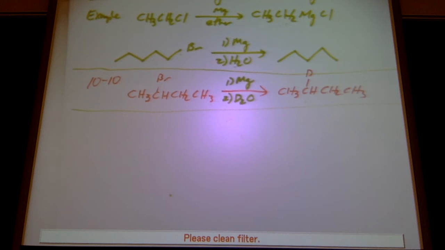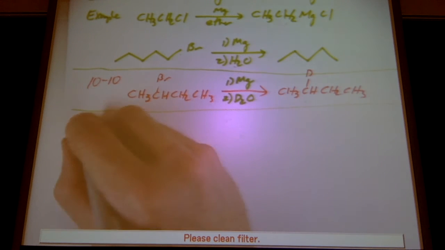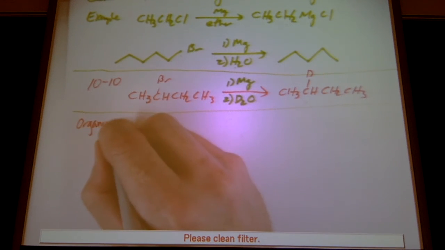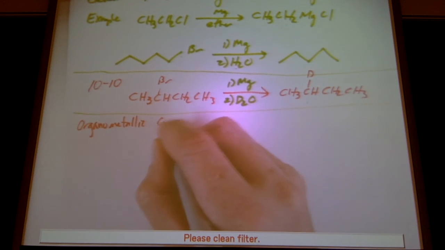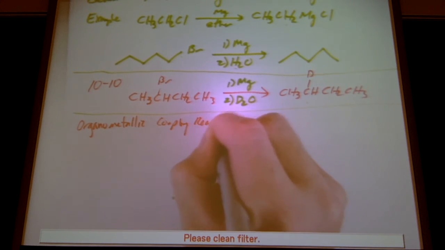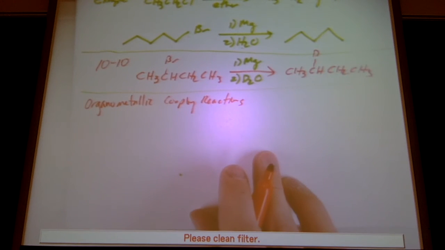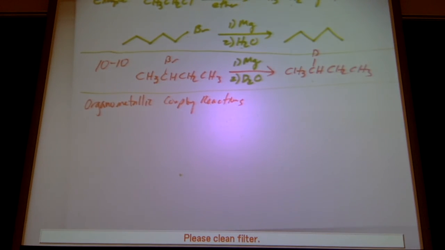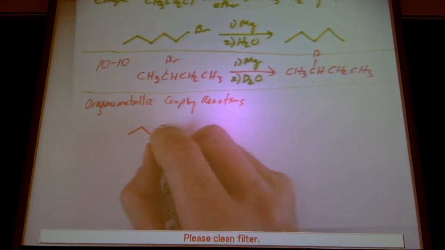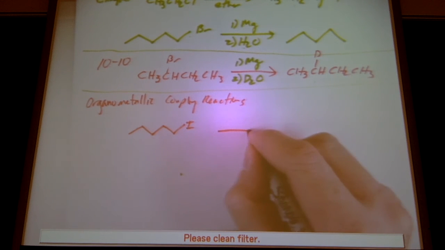Look at organometallic coupling reactions. These types of reactions are used to add alkyl groups to alkyl halides. The alkyl halide is treated with a lithium diorganocopper compound called a Gilman reagent. The alkyl group in parentheses replaces the halogen in the alkyl halide. We'll look at a few examples here.